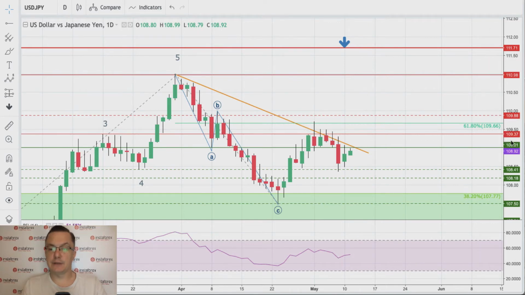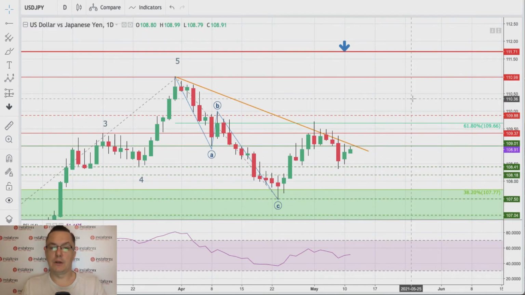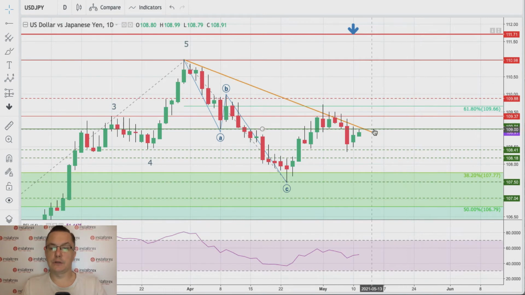Technical resistance as well, 109.37, helped to put the market down, and then of course the bulls tried 3 times, and finally we have another move to the downside. So the US dollar should continue to go towards 108.41, 108.18, as long as this short-term trend line here is not violated. So please pay attention to this trend line.